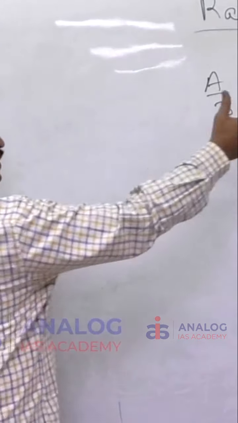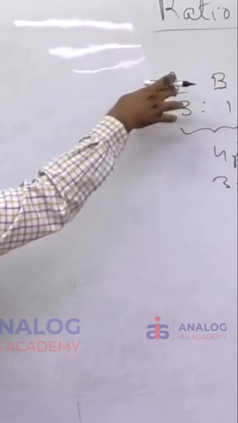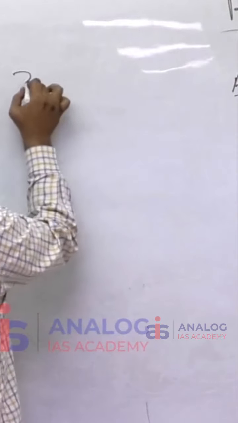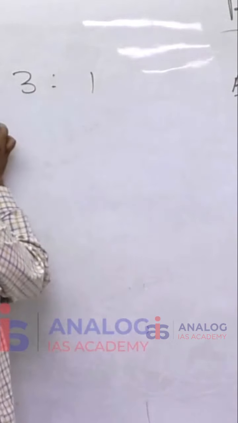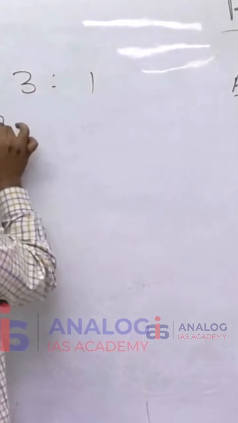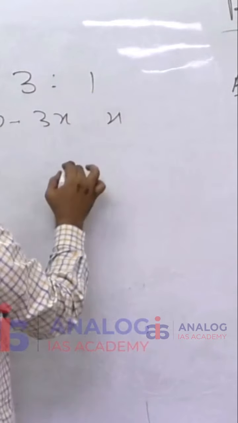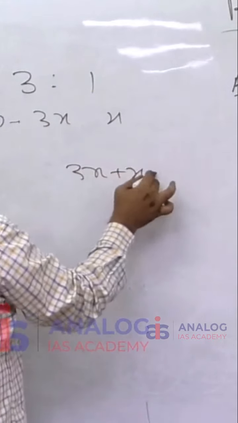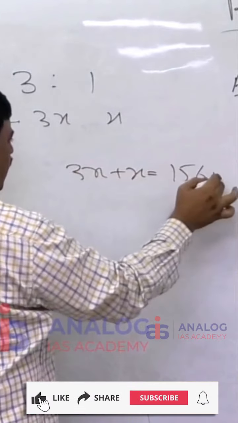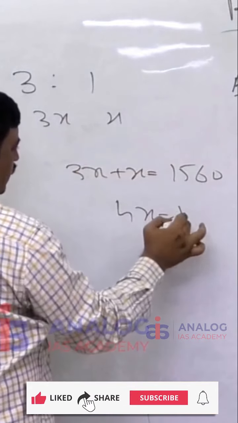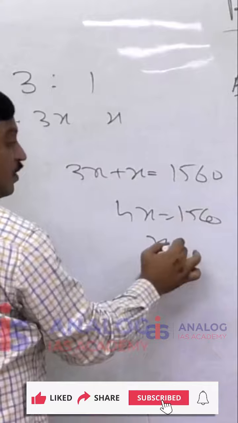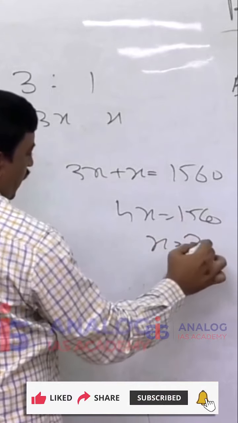The procedure to do this one is, the total is there. So you come out of the ratio 3:1, right? A and B are nothing but 3x and x. 3x plus x, the total is how much? 1560. You will find x here. 4x is equal to 1560. So x is what? You will get x as 390.